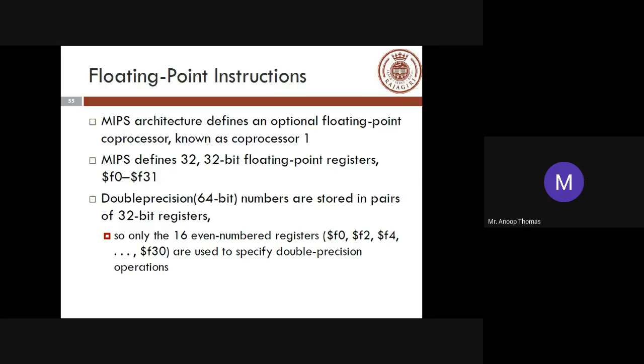So you have 32-bit floating point registers, and you have $F0. F represents floating point. Then for double precision, you keep it in even numbers: $F0, $F2, $F4. You don't have a different set of registers for that. You combine two registers and make it work with respect to your 16 even-numbered registers. So that is the basics of floating point instructions. Optional floating point coprocessor, coprocessor 1, is used. 32-bit floating point registers are used. And if it's double precision, you use even registers.